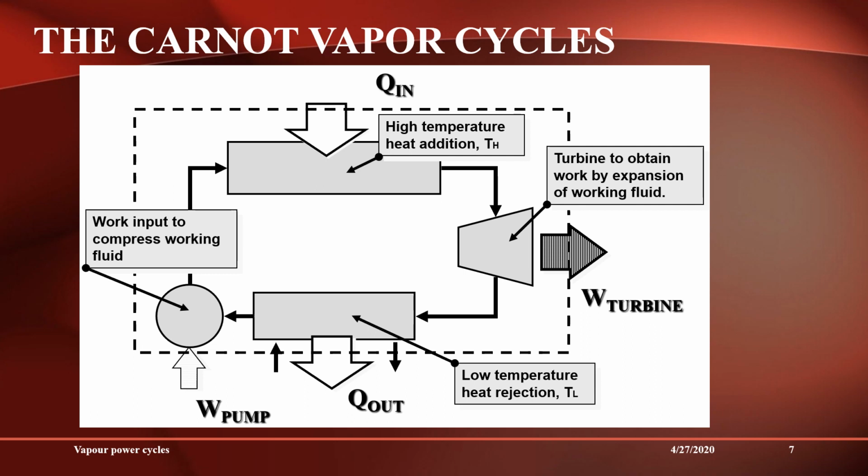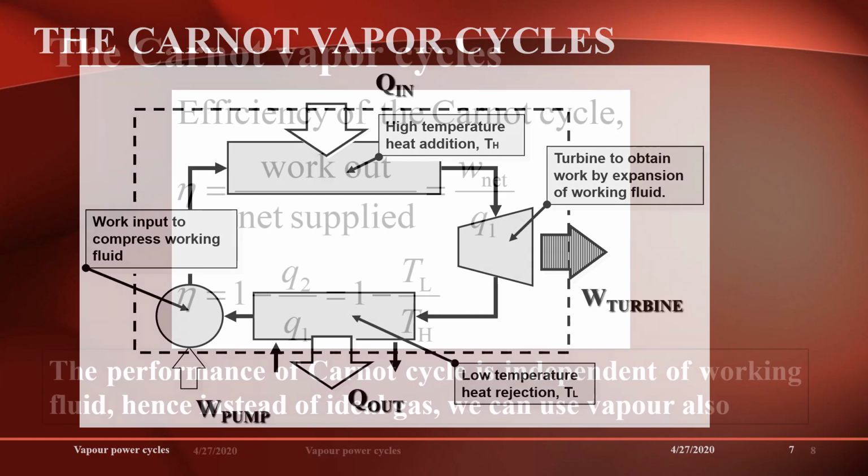So I already explained what is happening here. High temperature heat addition, and here the expansion work, the expansion of the working fluid, so work is produced. Here it is the low temperature heat rejection process in the condenser, and we have the work input to the compressor, working fluid. Here we are using a pump to pump the liquid.